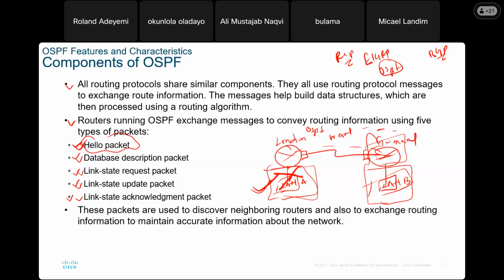Database description packet, you see what it does. Link state, you see the purpose of link state, and so on and so forth. So each of these packets under OSPF, you need to know what they do. If you have a question, please raise your hand and let me know.